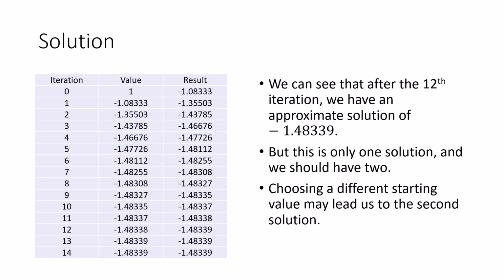So when I first make a guess of 1 into my equation, I end up with negative 1.083 with the 3 repeating. I go ahead and plug this new value in, and I get negative 1.35503. I keep repeating this over and over again until, as you can see down at the bottom, after the 12th iteration, I end up with negative 1.48339. But we know that quadratics have two answers.